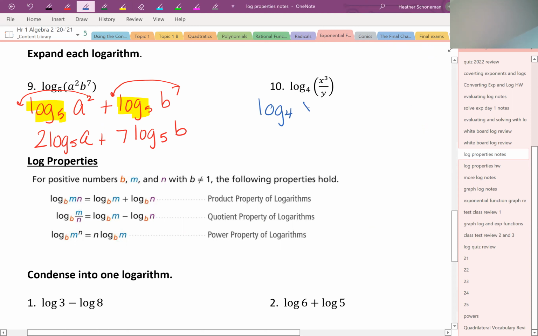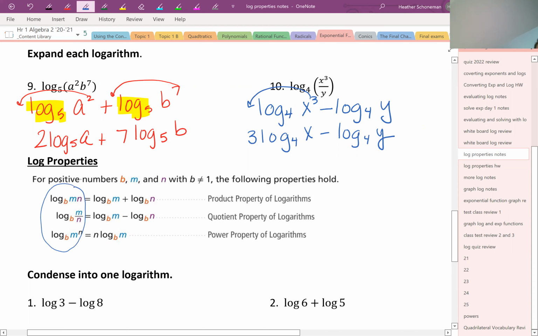Okay, number 10, because it's division, I'm going to separate with subtraction. So I have log base 4 of x cubed minus log base 4 of y. Move the exponent out front. So I have 3 log base 4 of x minus log base 4 of y. And we're done.